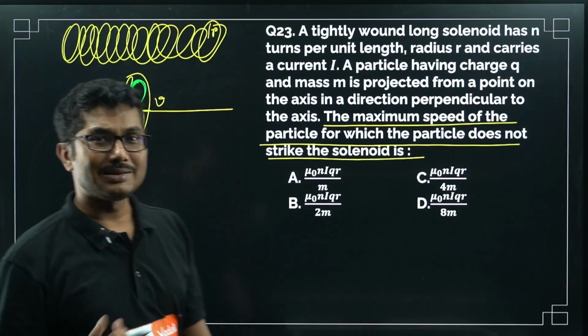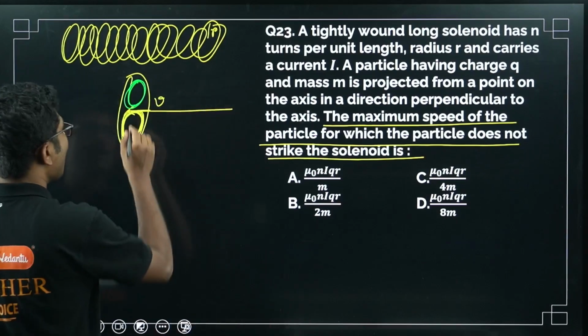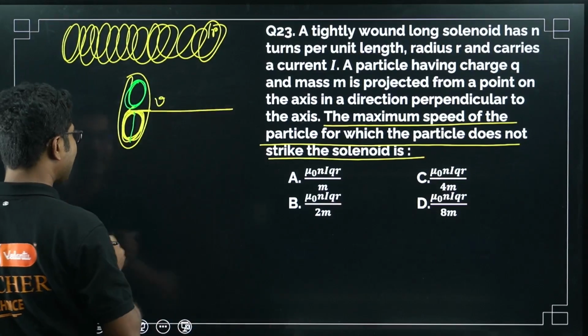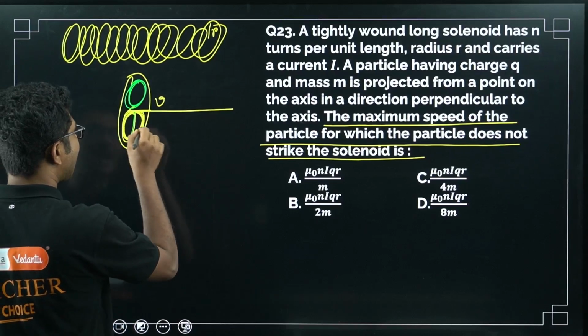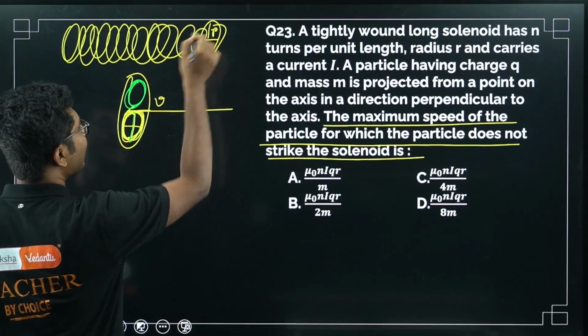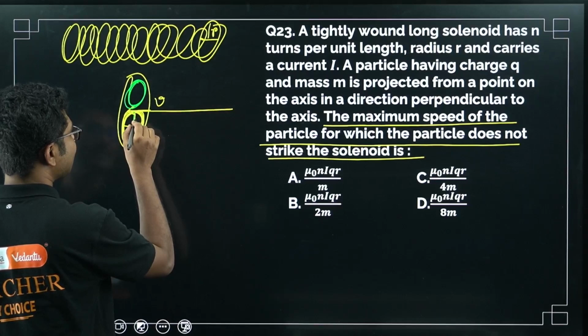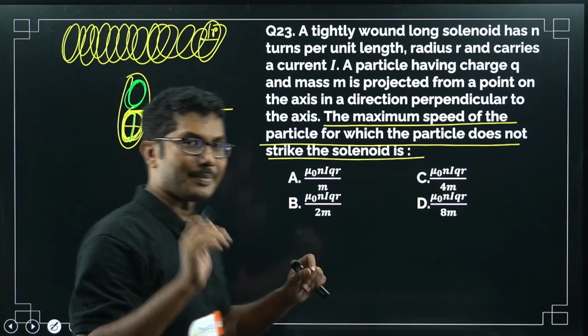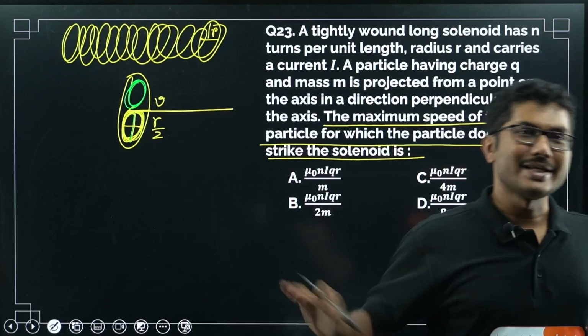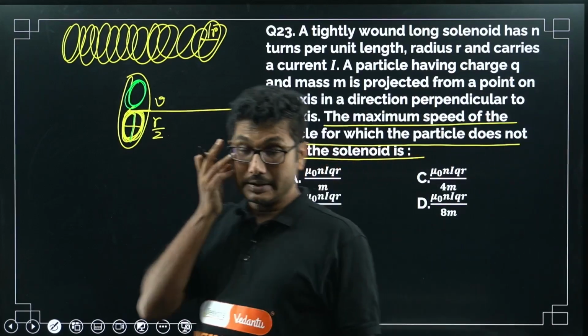Now what is the maximum radius this motion can have? What is the maximum diameter this can have? The maximum diameter it can have is r. Obviously the radius of the solenoid is given as r, so the maximum diameter is r, so the maximum radius of this rotation will be r by 2. This is the basic understanding of this question. The rest is very easy.